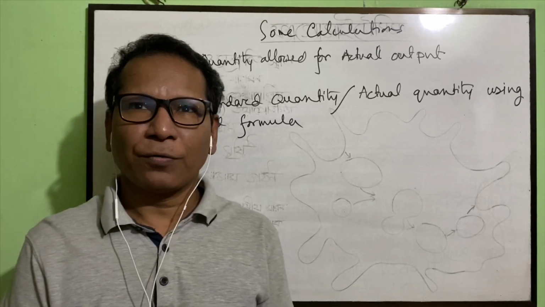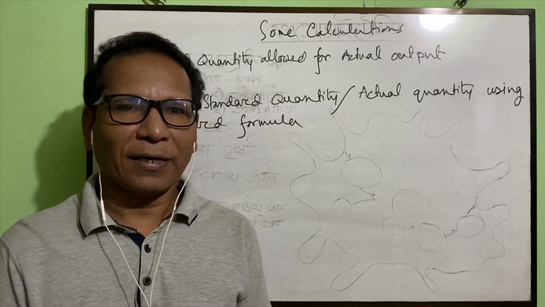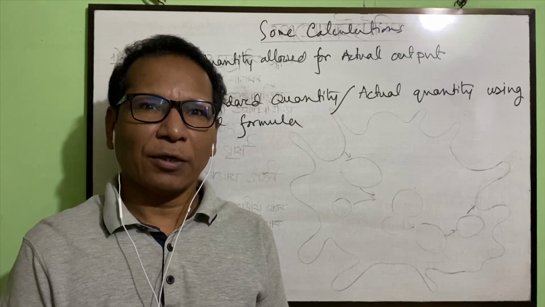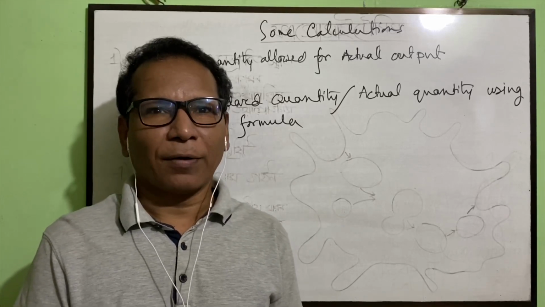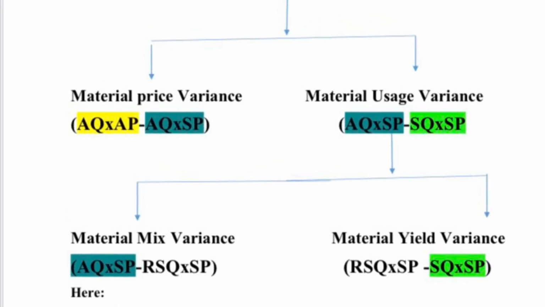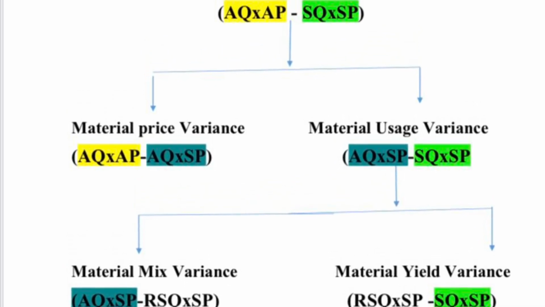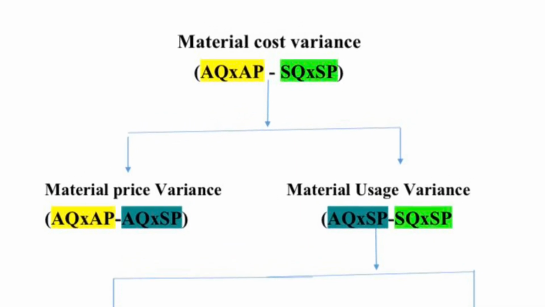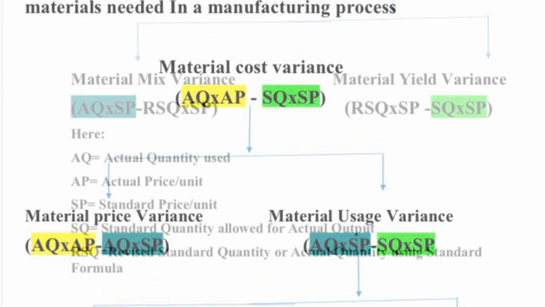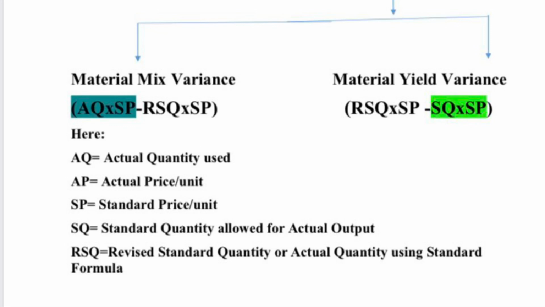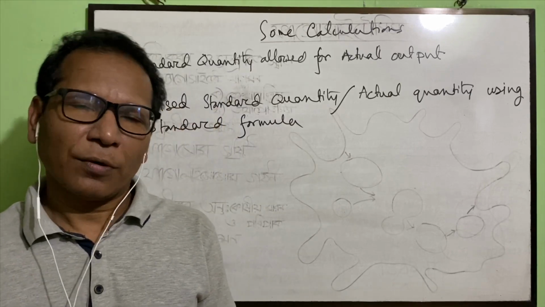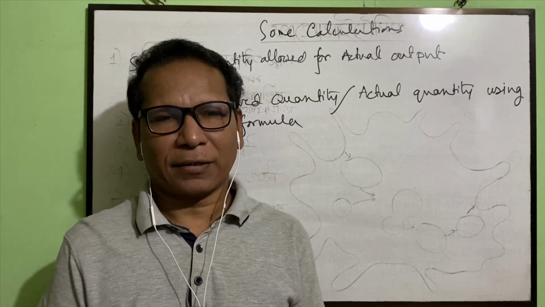Today I will show you how to calculate variances when 2 or 3 materials are put into a manufacturing process. Look at the formulas. For 2 or 3 materials, we have to do some extra calculation.